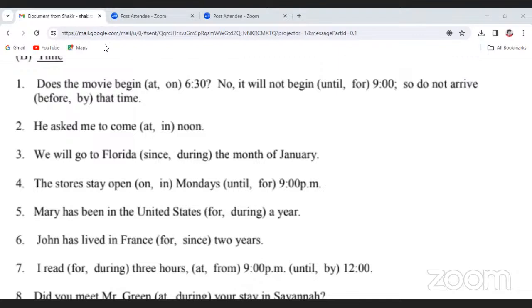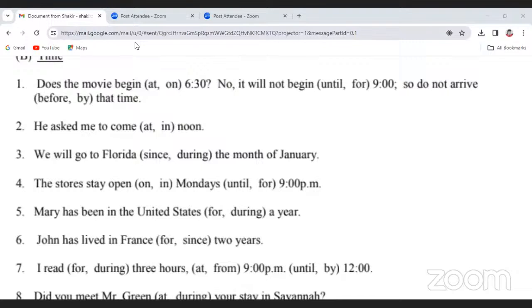Okay, does the movie begin at 6:30? No, it will not begin until 9. So do not arrive before that time. At, until, before are the correct options. We move to number 2.